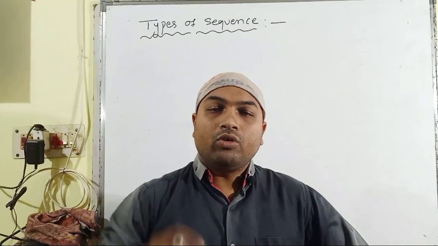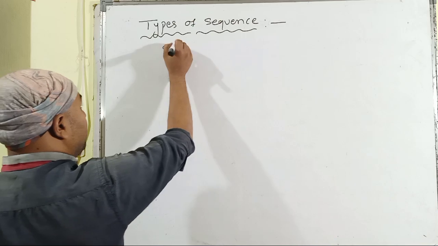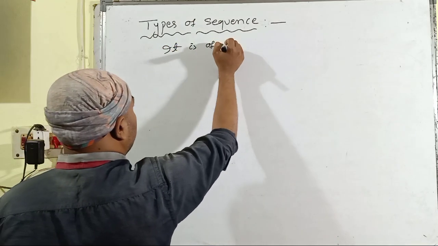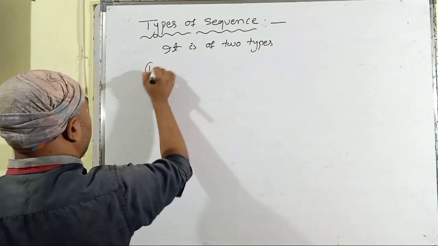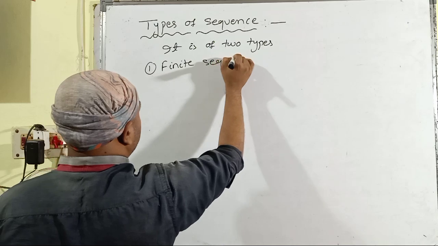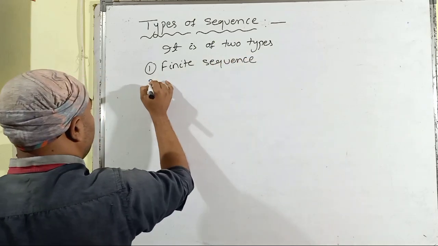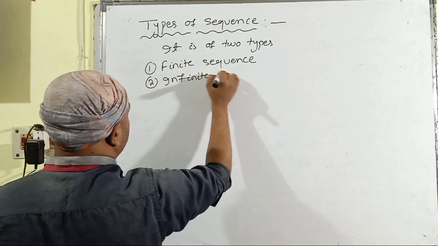Now let us discuss the types of sequences. It is of two types. The first one is finite sequence, and the second one is infinite sequence.